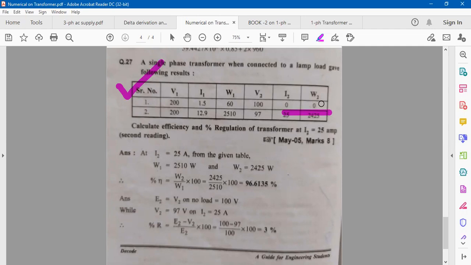So the first reading is at no load, and in the second one you can see I2 and W2 are there, so some load is connected, isn't it? Can you calculate the efficiency here and the voltage regulation of the transformer when I2 is 25 ampere? So for the second reading, I2 is 25 ampere, and you have been asked to calculate the efficiency. How will you calculate efficiency?